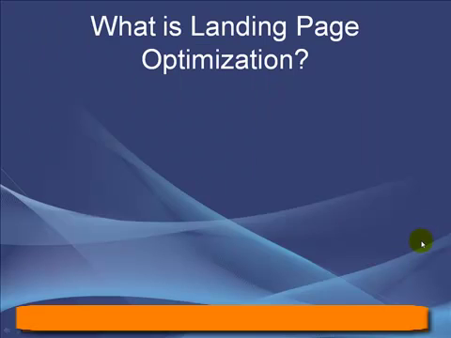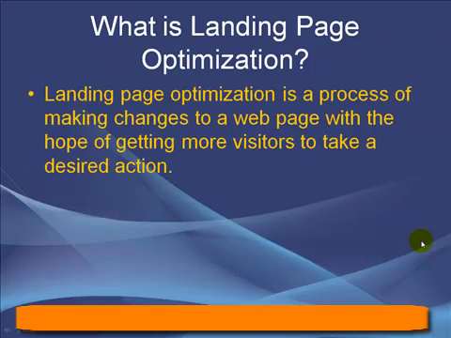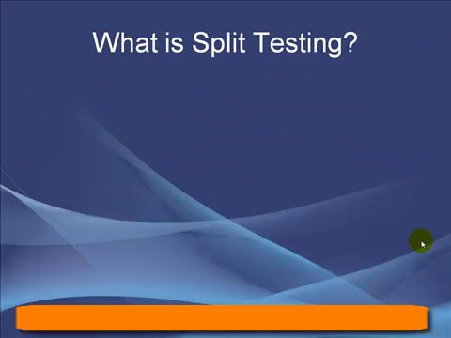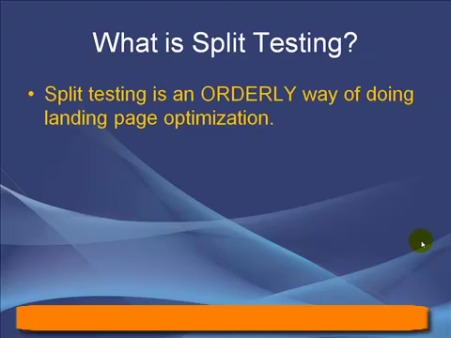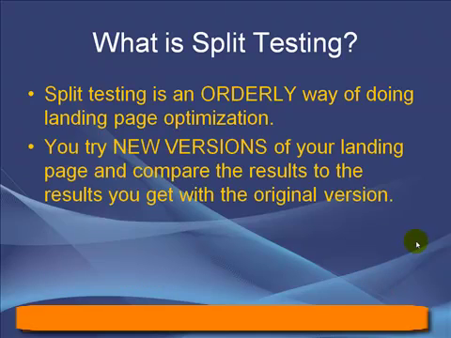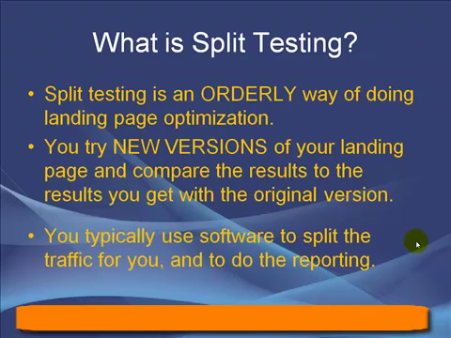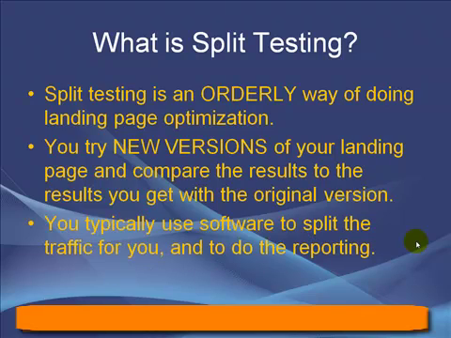So what is landing page optimization? Well, landing page optimization is a process of making changes to a web page with the hope of getting more visitors to take a desired action. So what is split testing? Well, split testing is an orderly way of doing landing page optimization. You try new versions of your landing page and you compare the results to the results you get with the original version. And you typically use software to split the traffic for you and to do the reporting so you know what's what.